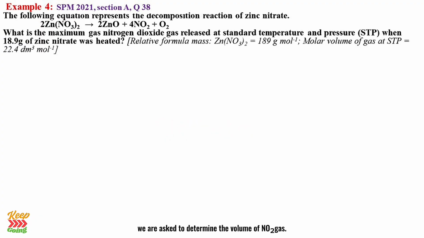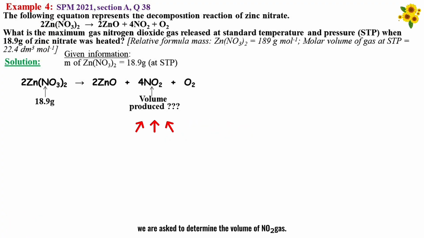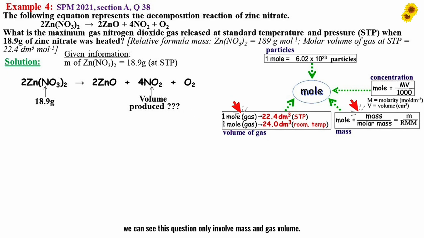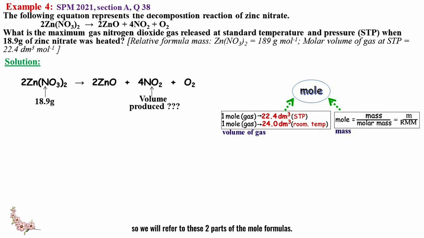From the question, we are asked to determine the volume of nitrogen dioxide gas when 18.9 gram of zinc nitrate is heated. The information given involves mass and volume. So from the summary mole diagram, we can see these questions only involve mass and gas volume. So we will refer to these two parts of the mole formula.